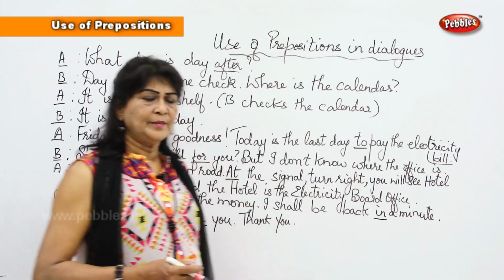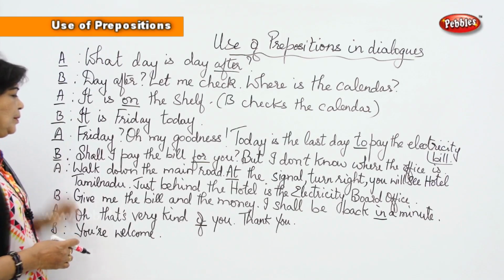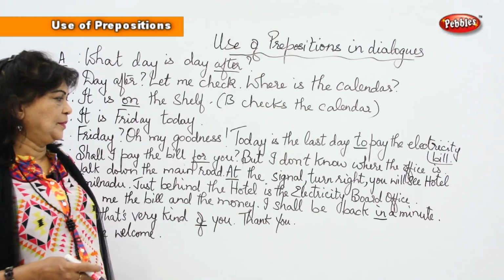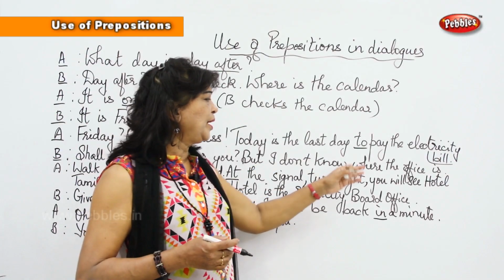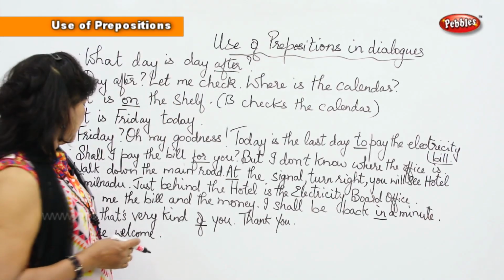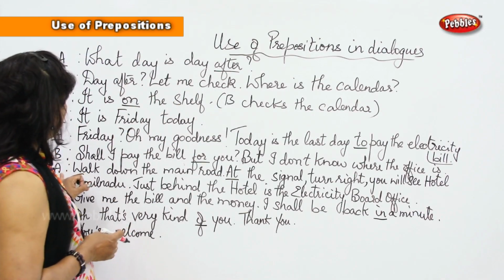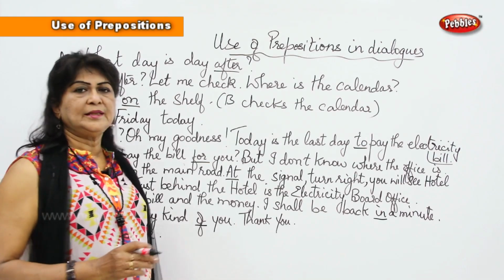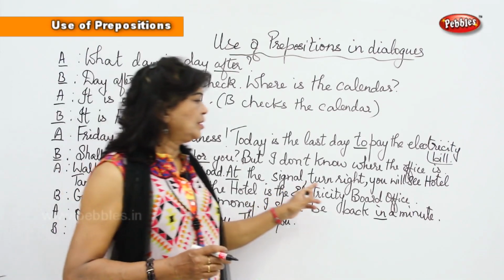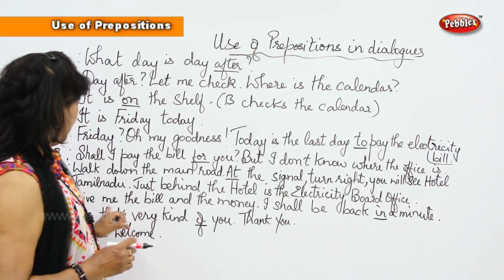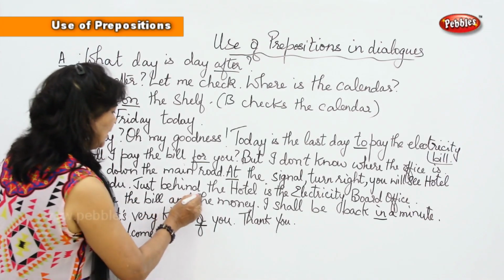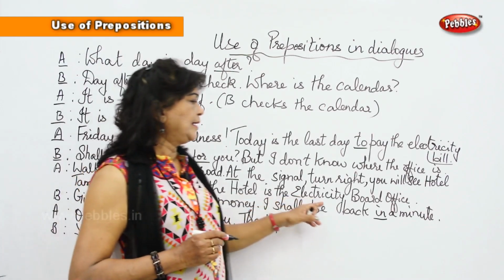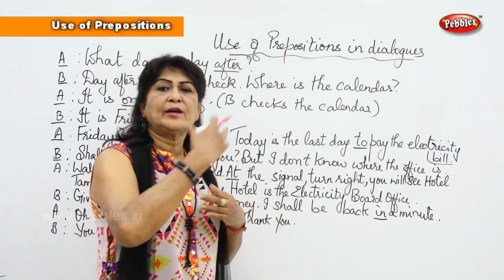So, to is a preposition. Then B says, shall I pay the bill for you? Again, for is a preposition. But I do not know where the office is. Then A says, walk down the main road at the signal. See, at is a preposition. Turn right, you will see Hotel Tamil Nadu. Just behind the hotel, behind is a preposition, is the electricity board office. Behind means at the back of.